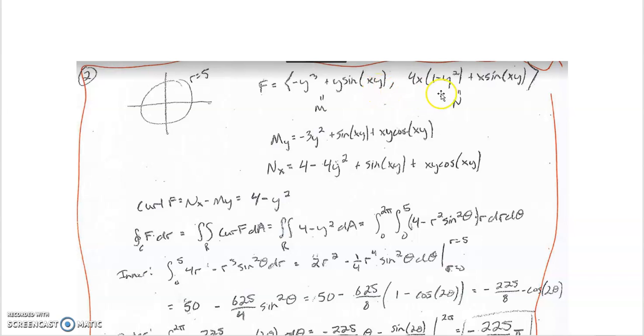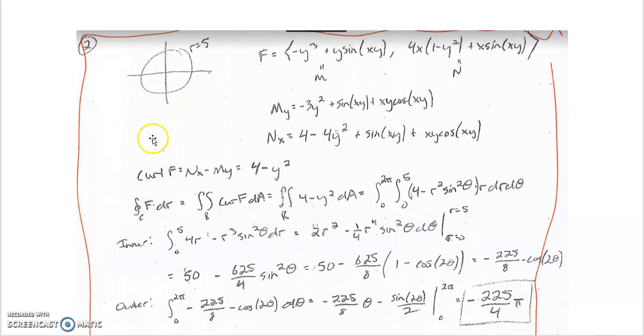Here's my M, here's my N, right? Remember, I do the integral of the curl. The curl is N sub x minus M sub y. So my N sub x is this thing, which looks really bad. But my M sub y is this thing, and the terms here and here are in both of them, so they're going to cancel out. And then this is going to get combined with that, because I do this minus that. There's a double negative. So I get that the curl is 4 minus y squared.